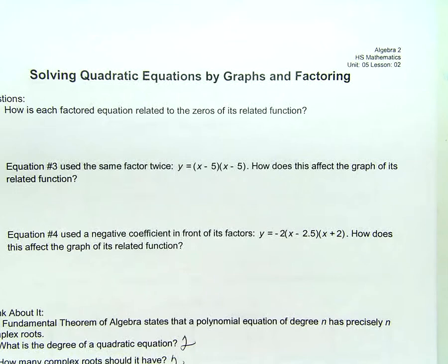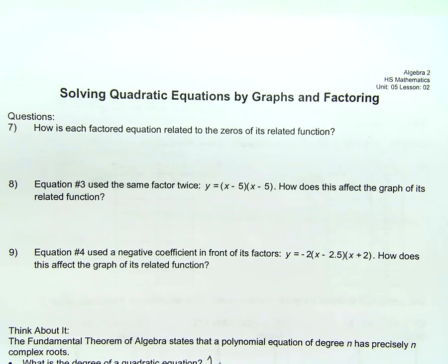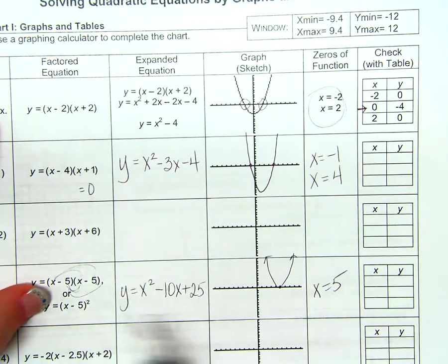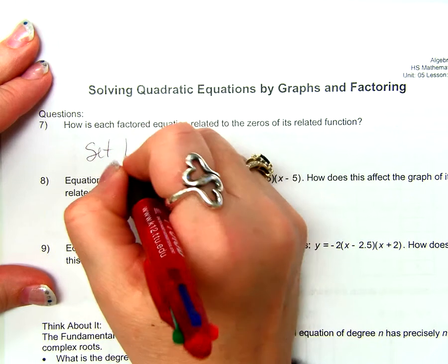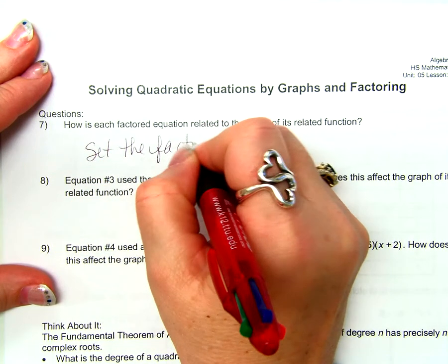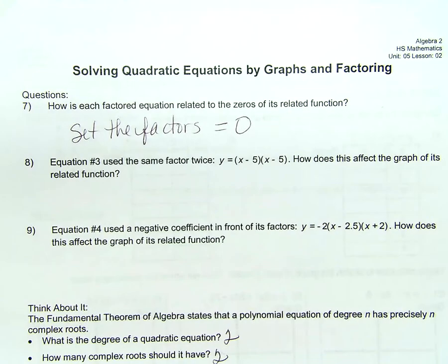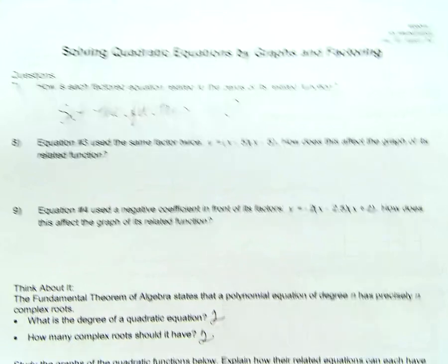Okay. Let's jump back up to the top of the page real quick and answer a couple questions up here. How is each factored equation related to the zeros? We talked about it. I want to get it written down. How is the factored equation related to the zeros? Set the factors equal to 0. Good. Now that's really an unfinished sentence, isn't it? Set the factors equal to 0, and then what do you get? The zeros.